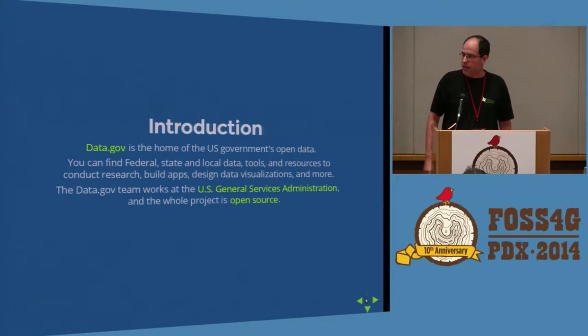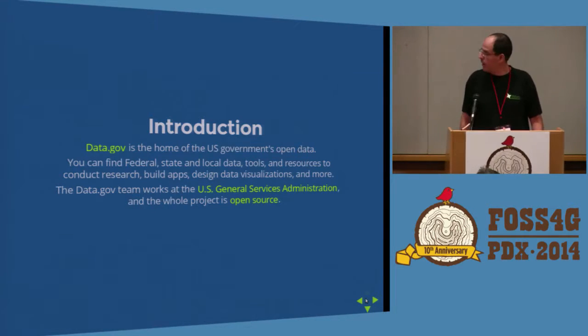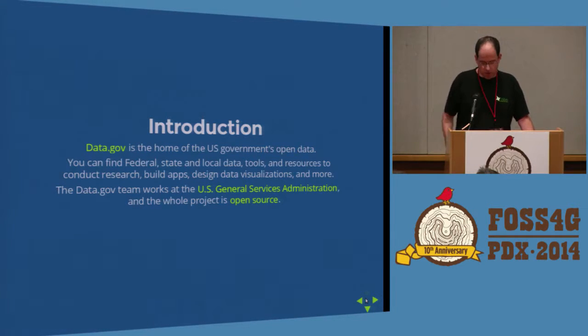So basically, Data.gov is the home of the US government open data. This is the second iteration actually of the project. You're able to find there federal, state, and local data and the resources in order to conduct research and build applications and do visualizations or whatever you want with the data, since it's about open data.